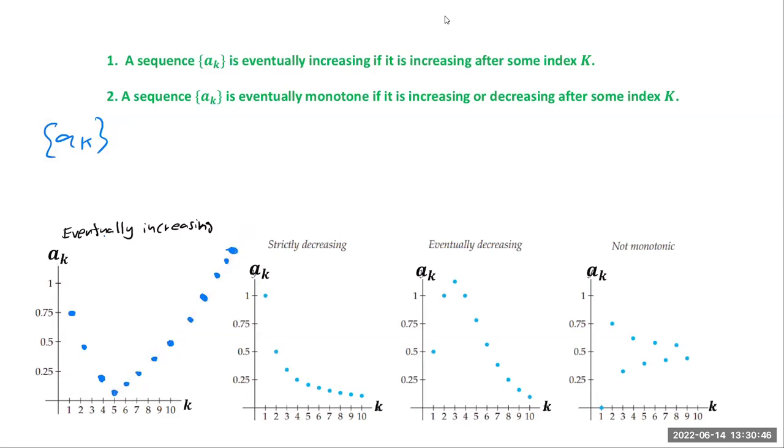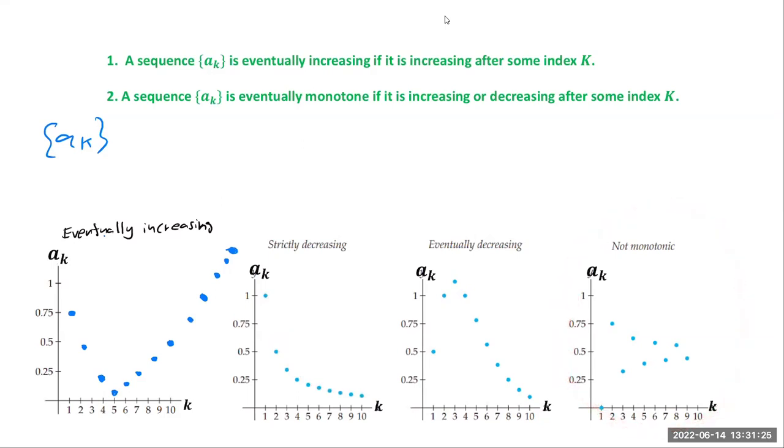A similar definition holds for an eventually decreasing sequence. Here is an example of an eventually decreasing sequence. For smaller k values, your a_k is increasing, but after some k, here in this case, for example, at k equal to 3, for all the k values after that, your a_k value is decreasing, it's going down. This kind of sequence is called an eventually decreasing sequence. And of course, this one is a strictly decreasing sequence because the a_k value is going down with k everywhere. What about this one?